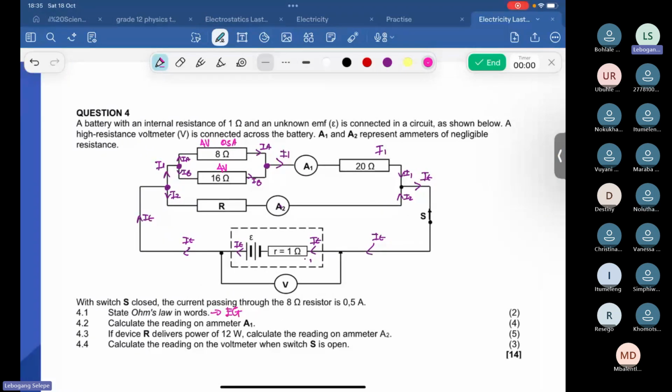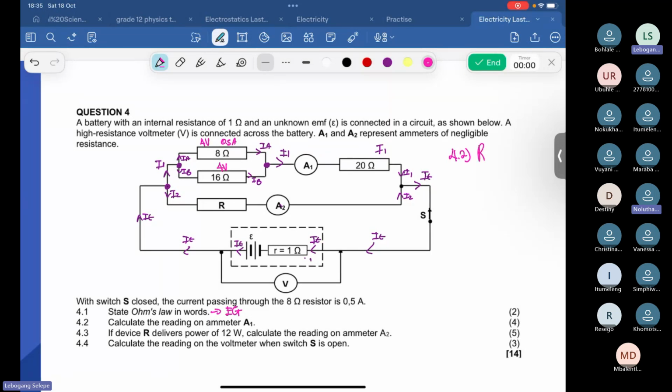So let's write it down. 4.2. You calculated the voltage on the 8 ohm resistor. Resistance is equal to voltage over current, so 8 equals the voltage across the 8 ohm resistor over the current through it, which was given to us as 0.5. Then the voltage across the 8 ohm resistor would be 8 times 0.5, which is 4 V. That's the first step of answering the question.